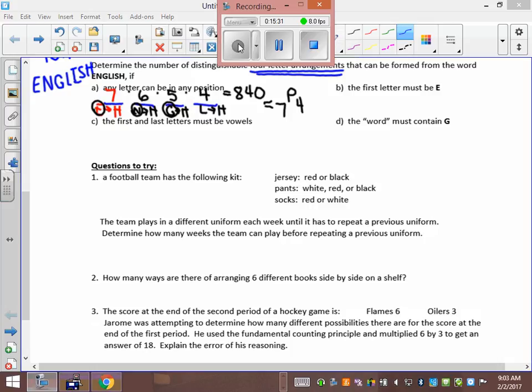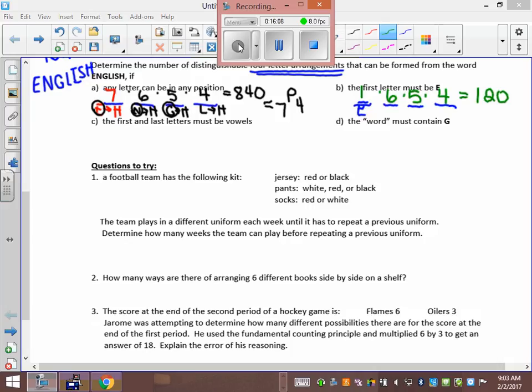So we still have 4 blanks because we read above that it's a 4-letter arrangement. The only restriction is the first letter has to be an E. Now, how many E's are there? 1. So I have 1 option. Now I keep the E there. So I have 1 letter out of my 7-letter word, right? So how many do I have left for here? 6, then, yeah. And that's 120. So we have 120 different ways that we can rearrange the word English starting with an E.